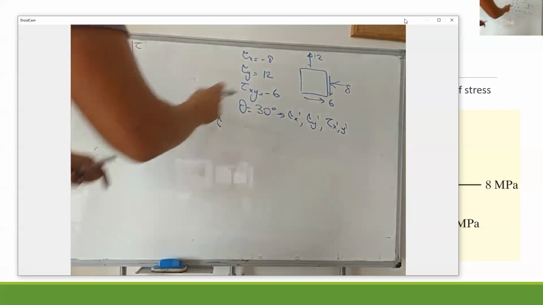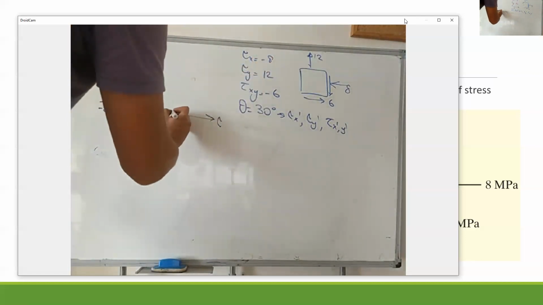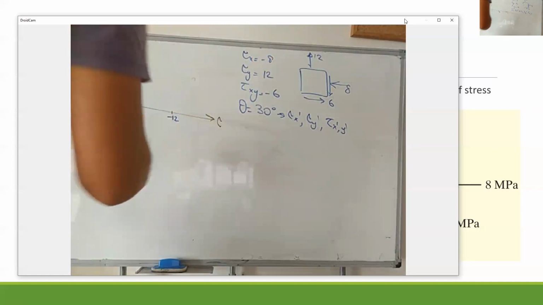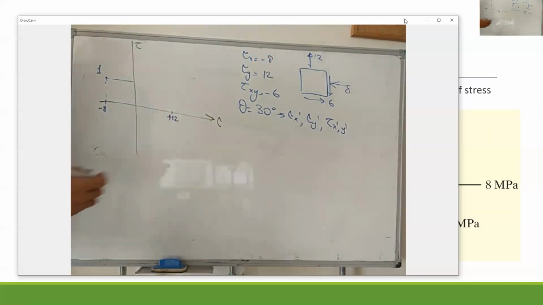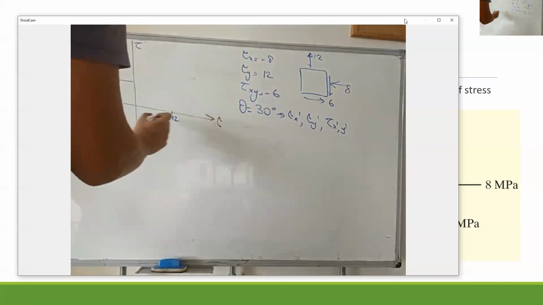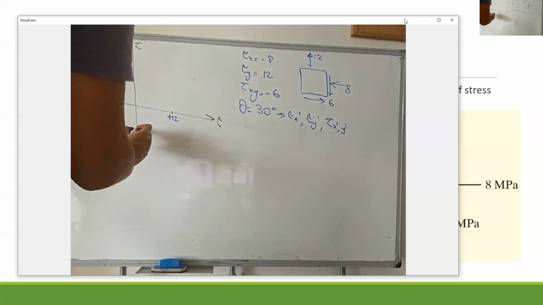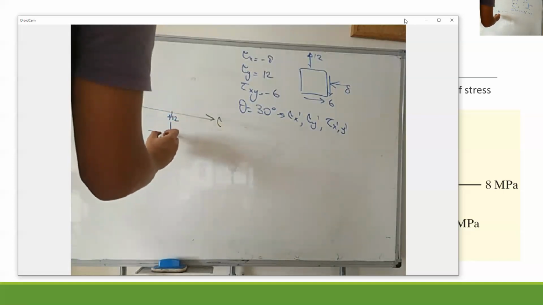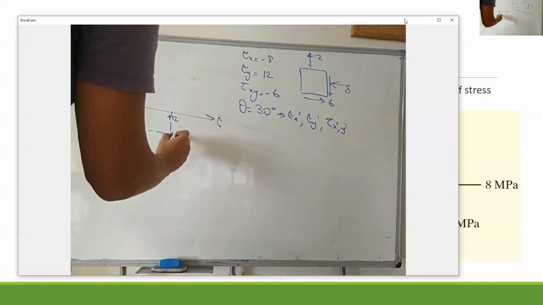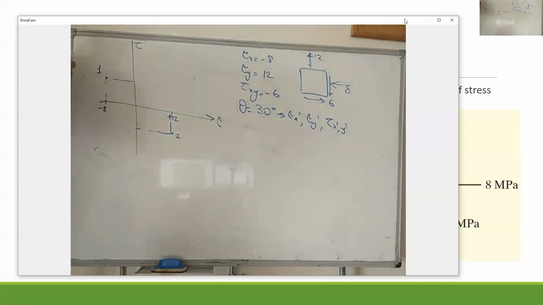Second point is sigma y. Sigma y is positive 12, and this is minus 0.5. This is my second point. Okay, so I can combine the two points with a line, like this. This is the center.